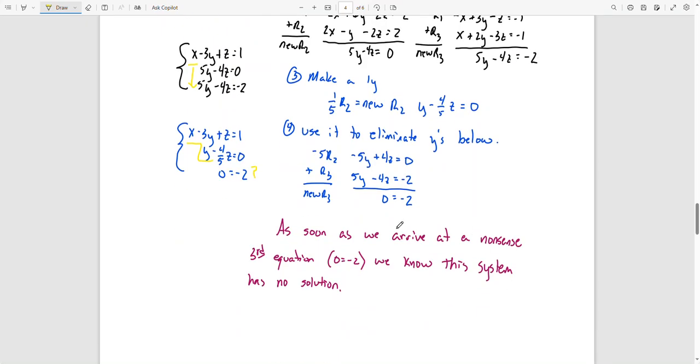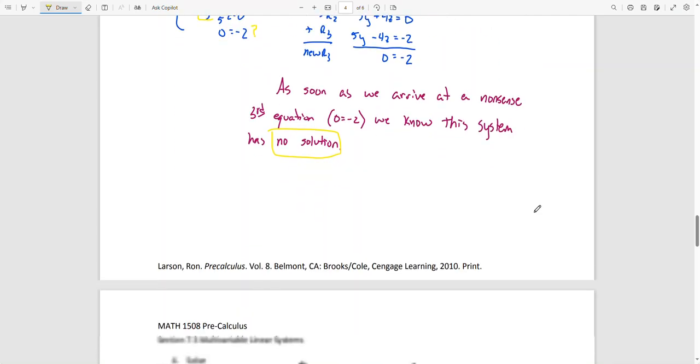As soon as we arrive at a nonsense third equation, we know this system has no solution. All right, so it could pop up as we're going along here, just like it did with the elimination method when we talked about it last time. What do we do? We just call it no solution. We're like, okay, great math. That was fun. Moving on.